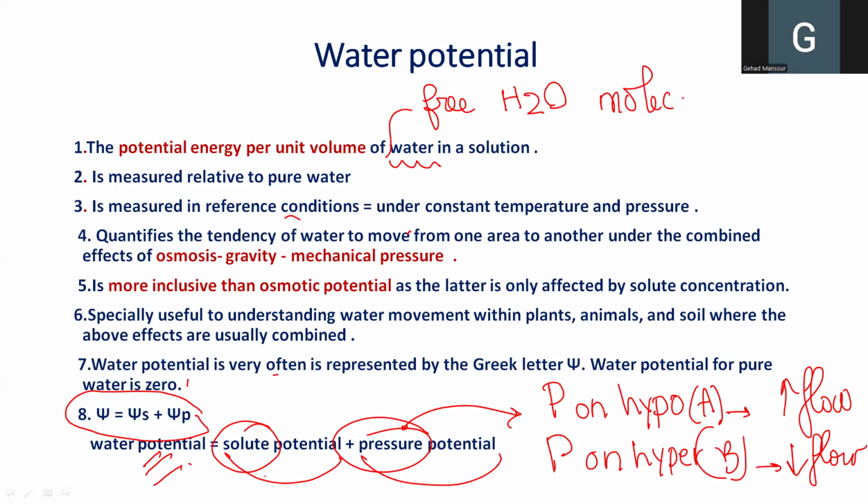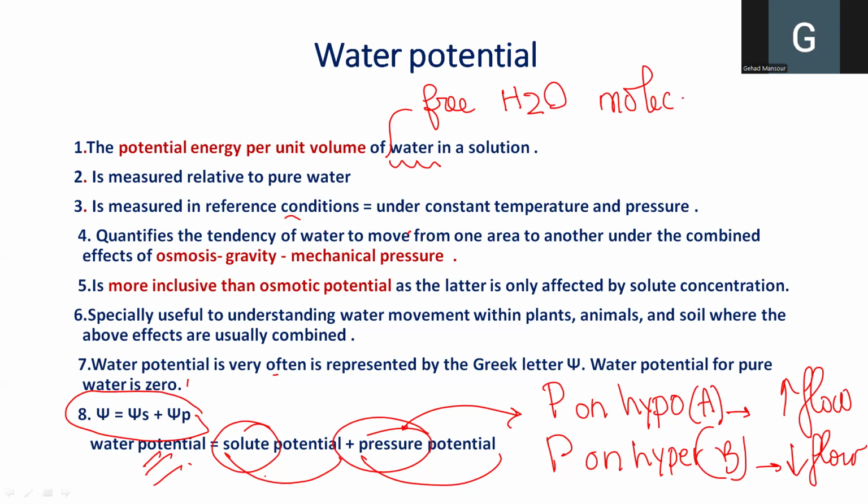And the water potential is always referred to pure water, and I'll tell you why or how. And as we said before, it should be specified and determined under specific and constant conditions of constant temperature and pressure. And it quantifies what? It quantifies the tendency of water to move from one area to another.